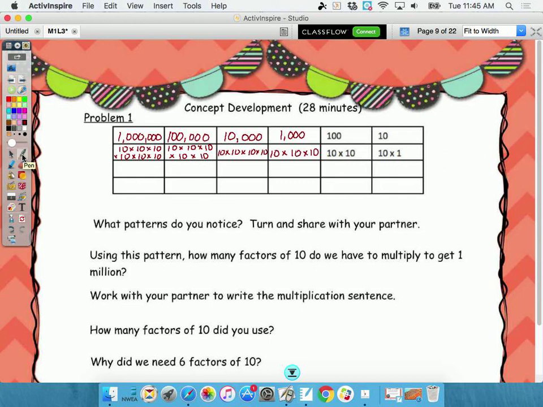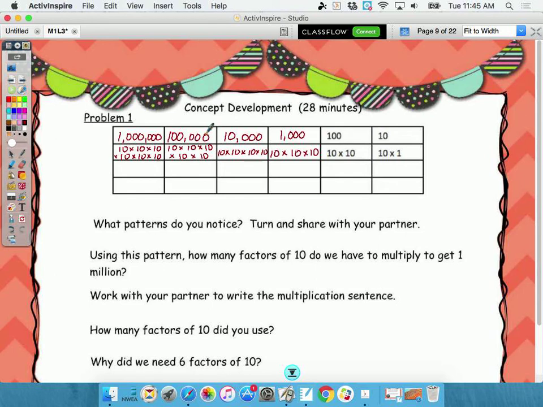These are called powers of 10. All of these numbers on the top are called powers of 10, because all we do is multiply times 10 to move up 1 on the place value chart. What do you notice here? What do you notice about the chart?